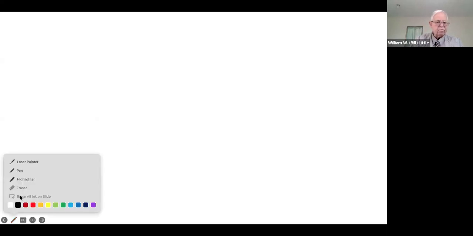So, I'm going to try to draw using my trackpad. I have an iPad that I normally use, but I dropped it and broke it. So bear with me if these figures are not as clear as they should be.